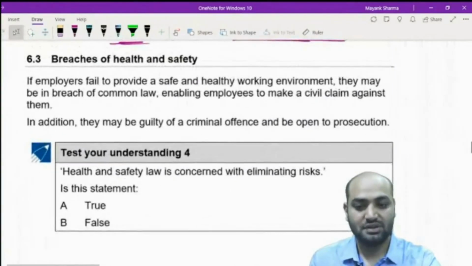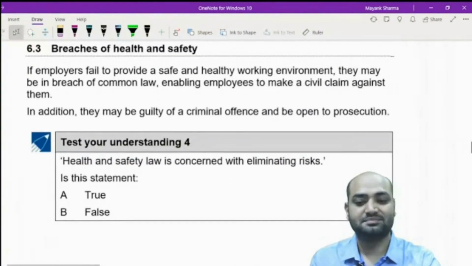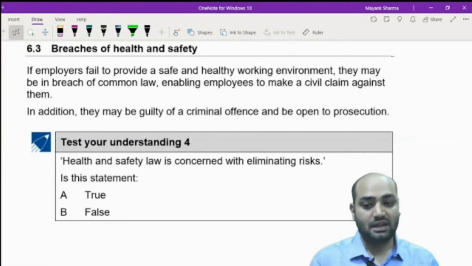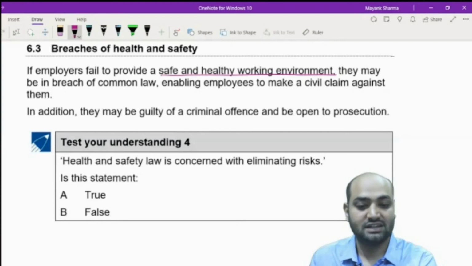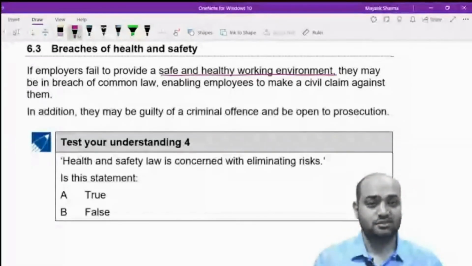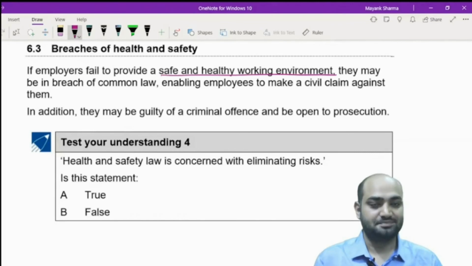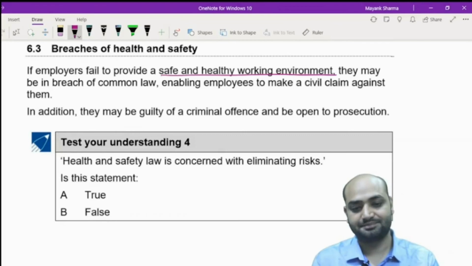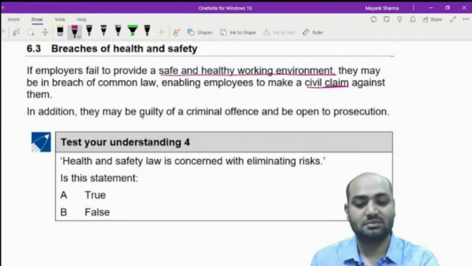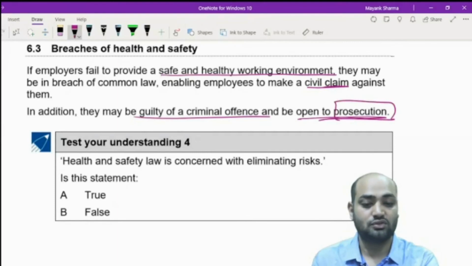Next is breaches of health and safety. What happens in case of breach of health and safety? If employers fail to provide safe and healthy working environment, obviously they will face charges and prosecution. They may be in breach of common law, enabling employees to make a civil claim against them. So if a number of employees file a suit against the company who is not providing safe working environment, such kind of suits which are common to many people are known as class action. So class actions can be there, or a civil claim can be there. In addition, they may be guilty of criminal offense and be open to prosecution.